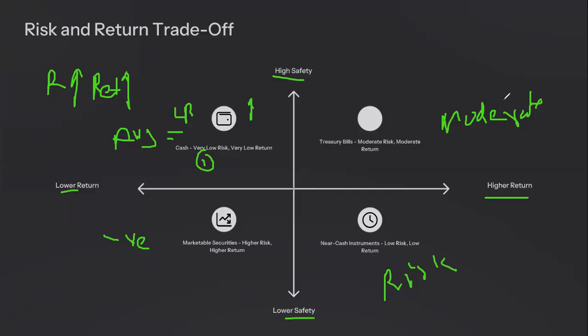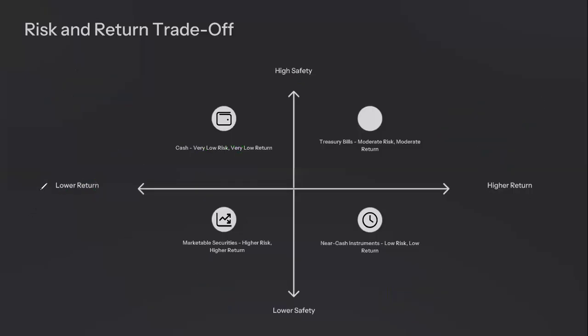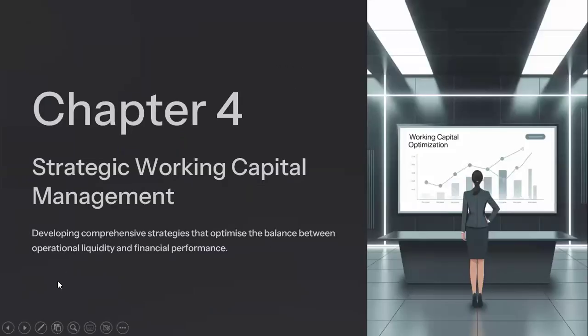So people should always prefer first moderate, then average, and then talk about risk. So if I rank, it is one, it is two, it is three, and normally avoid this four because I'm interested in something called return. So let's move further.